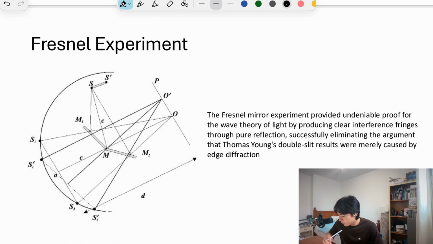The last one is the Fresnel experiment. The Fresnel mirror experiment proved that interference is not only caused by the slit experiment, but also through reflection, right? So yeah, that's what it proved. Fresnel proved that light can be diffracted through mirrors as well, right?